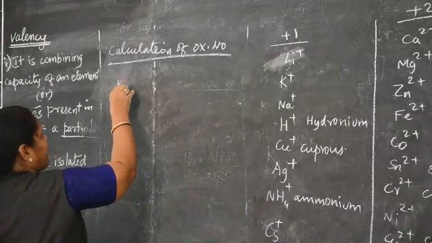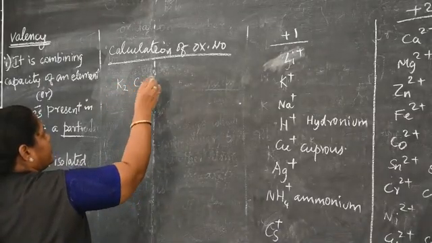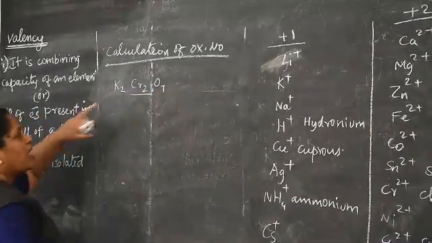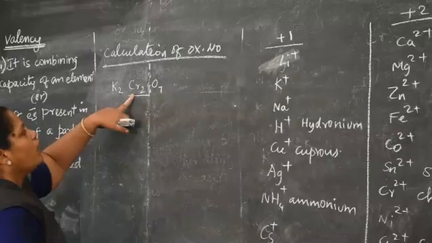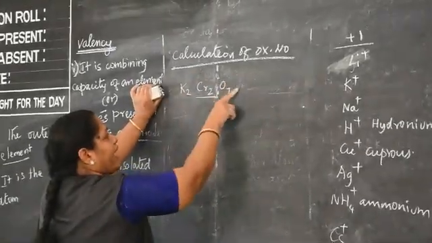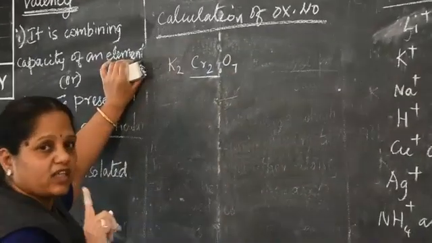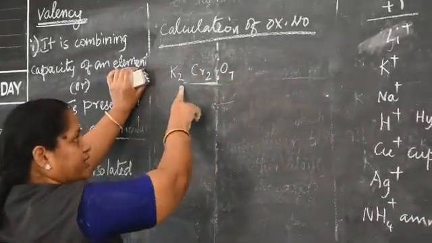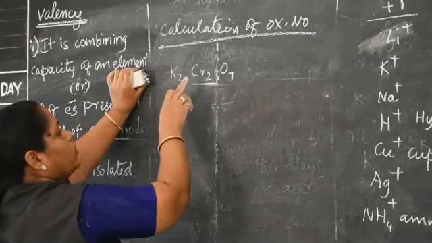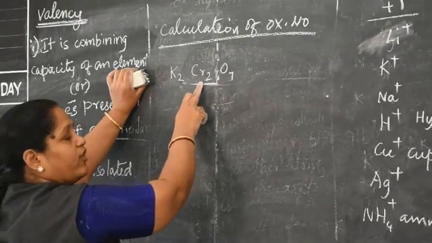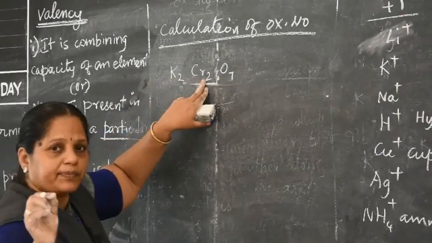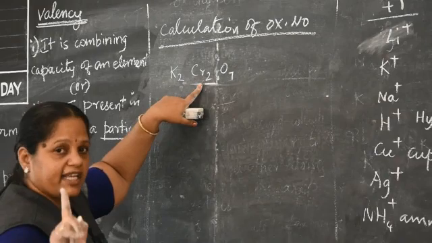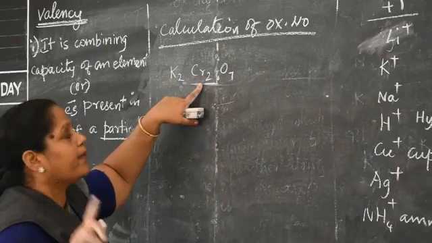Listen, I consider the same example, K2Cr2O7. I underline chromium. What is the oxidation number for chromium? How will you calculate? Here it does not carry any charge, that's why this compound is neutral in nature. You want to calculate the oxidation number for chromium. How many chromium is present here? 2 chromium is present. We want to calculate the oxidation number for a single chromium atom.